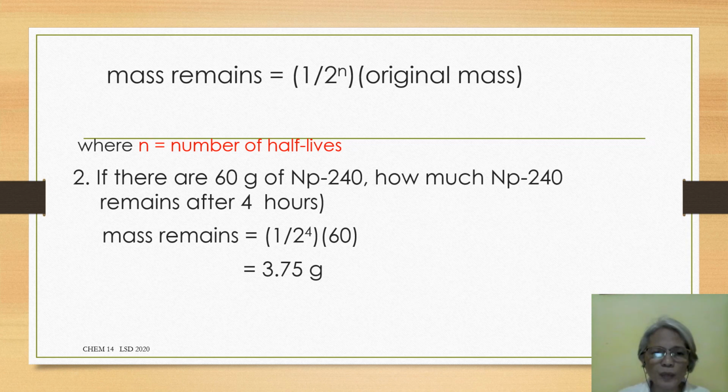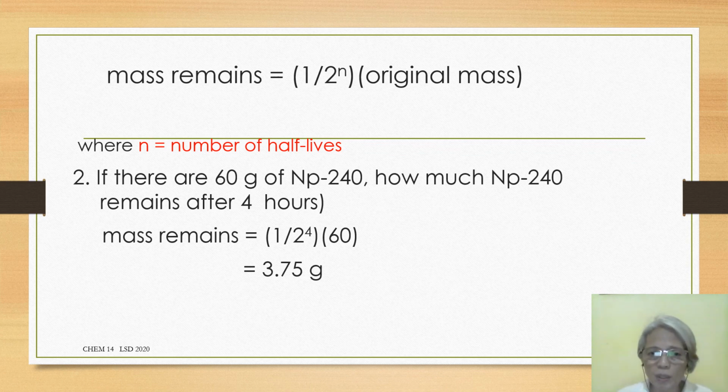Okay, so for example, we have this problem. If there are 60 grams of Neptunium-240, how much Neptunium-240 remains after 4 hours? From the table earlier, we observed that Neptunium has a half-life of 1 hour. So if we are given 4 hours, it means that this sample has undergone 4 half-lives. So the value of n is 4, referring to the 4 half-lives, not the 4 hours. So in the span of 4 hours, we have 4 half-lives.